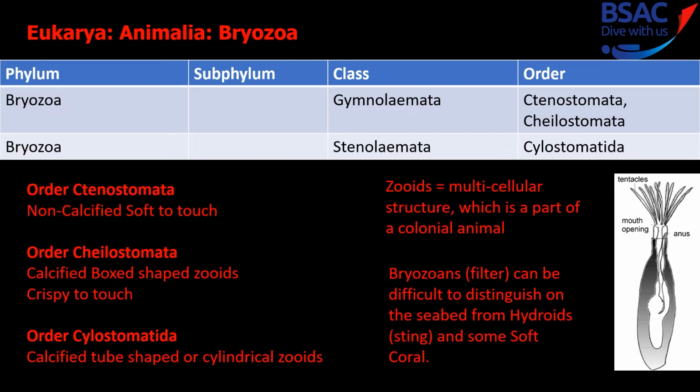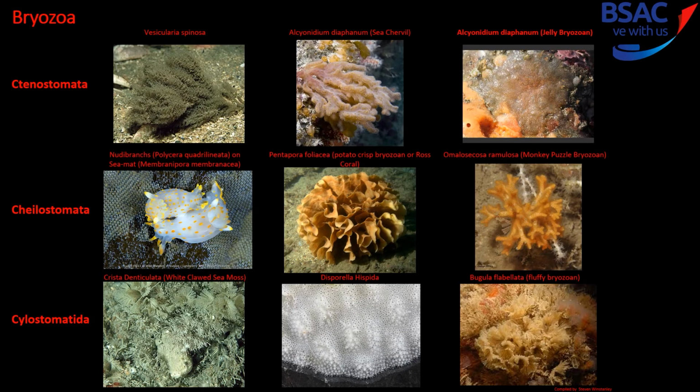Bryozoas, which are filter-feeding animals, can be difficult to distinguish on the seabed from hydroids, which are stinging sessile animals, and some soft coral. Bryozoa. I have placed the 3 orders of bryozoa in each row. Each row contains 3 example species.